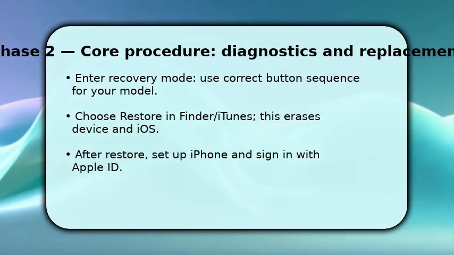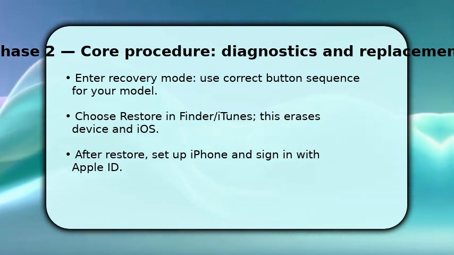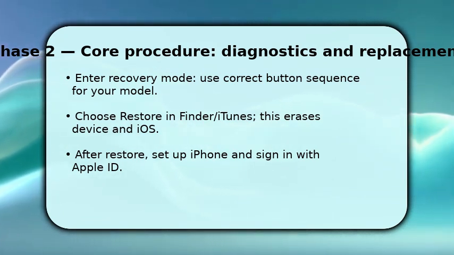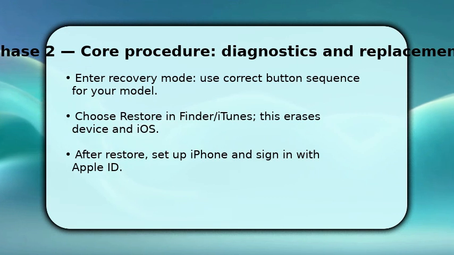First, use the precise button sequence for your iPhone model to enter recovery mode. Hold the side and volume buttons or home as required because timing matters. When Finder or iTunes detects the device, choose Restore, not Update, to remove the passcode. This reinstalls iOS and erases data.